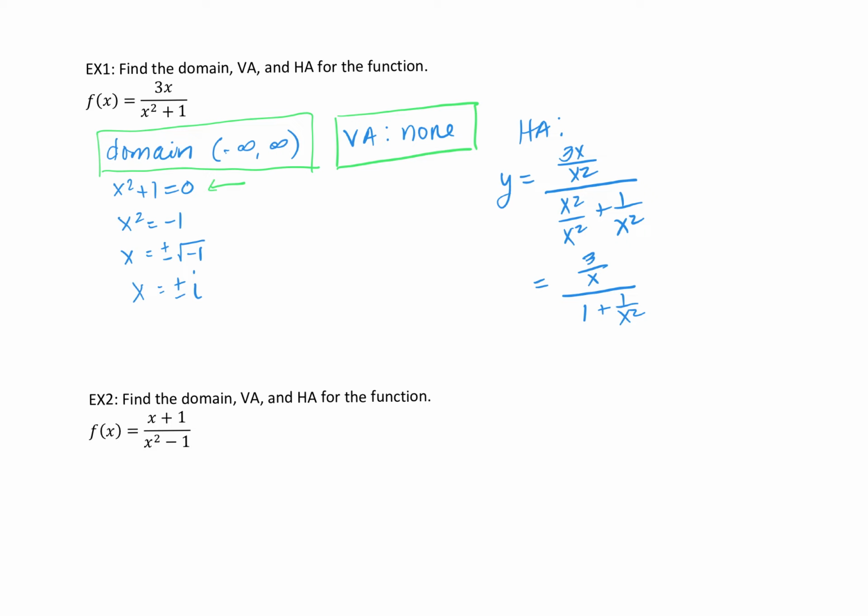And now when I reduce this, it's going to be 3 over x divided by 1 plus 1 over x squared. Now, as our x values go to positive infinity or negative infinity, it doesn't really matter, the numerator is going to go to 0, and the 1 over x squared in the denominator will go to 0, which means this is going to be equal to 0 over 1. 0 over 1 is just 0, which means our horizontal asymptote is the horizontal line y equal to 0. And you can always check this graph, 3x over x squared plus 1, in your graphing calculator or graphing utility such as Desmos.